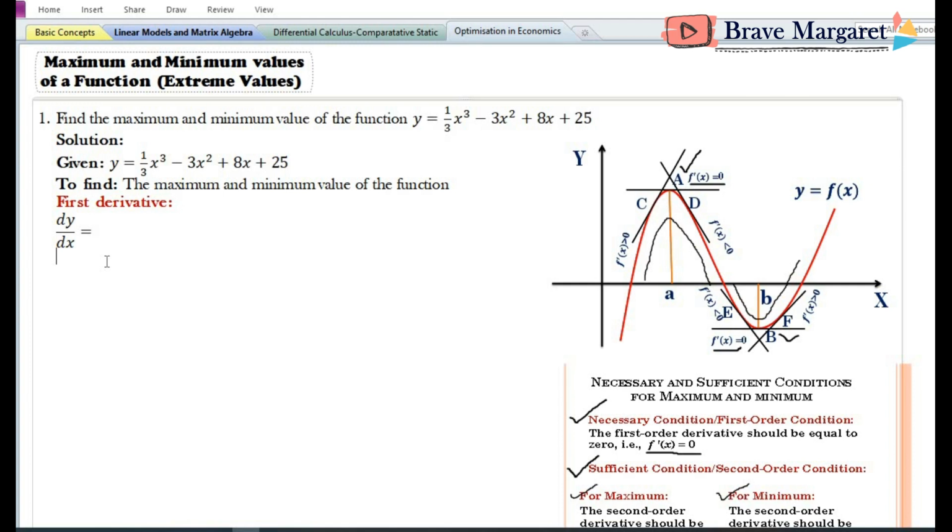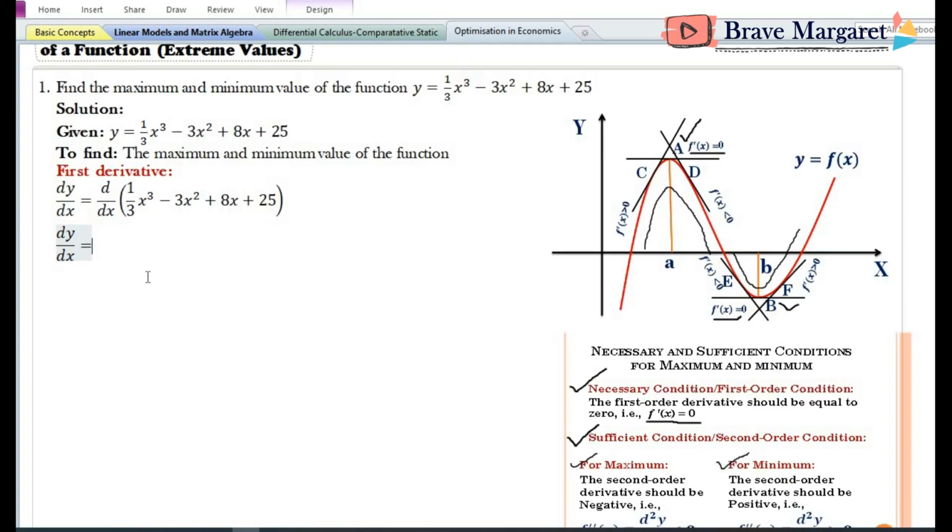Let us now find the first derivative of the function. The first derivative is denoted by f prime x or dy by dx. dy by dx is equal to d/dx of y, or d/dx of 1/3 x cubed minus 3x squared plus 8x plus 25. Applying the sum and difference rule, the derivative with respect to x of 1/3 x cubed minus 3x squared plus 8x plus 25 is equal to the derivative with respect to x of the first term 1/3 x cubed, minus the derivative with respect to x of 3x squared, plus the derivative with respect to x of 8x, plus the derivative with respect to x of 25.